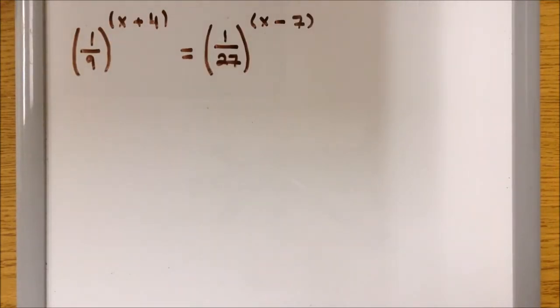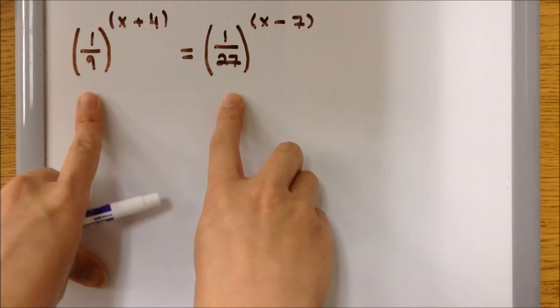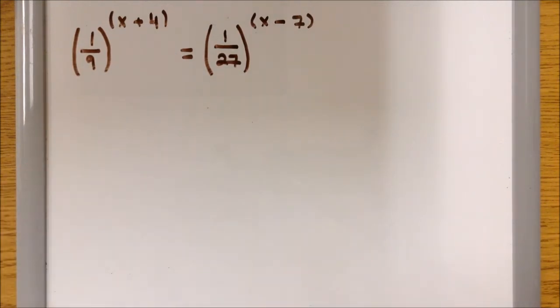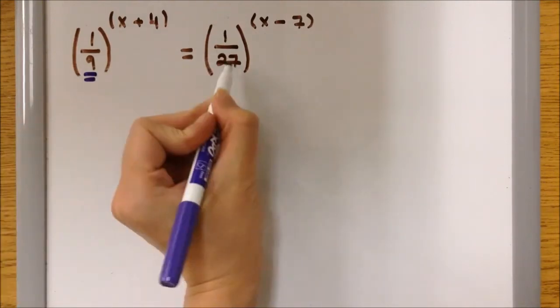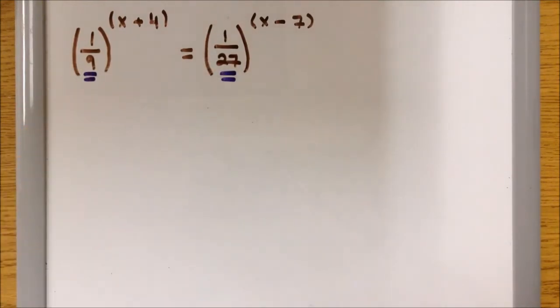Now in this example, it has fractions, but unlike the last example where it had only one side with a fraction, in this example, both sides have fractions. So what we're going to do is focus on the denominator, which is 9 and 27. What's common between those two is that they can be converted to a smaller base of 3. So let's take a look.